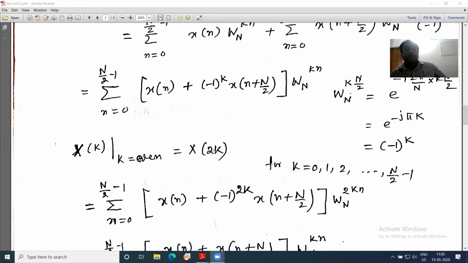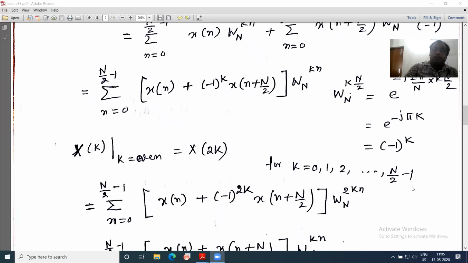X of 2k, if you write, means we are taking the even parts of x of k. Right? If you take the even parts and odd parts and they are distributed, then this k value will be 0, 1 to n by 2 minus 1. Right? If x of k has n points, then if you take only the even points, it will be n by 2 minus 1. Okay?